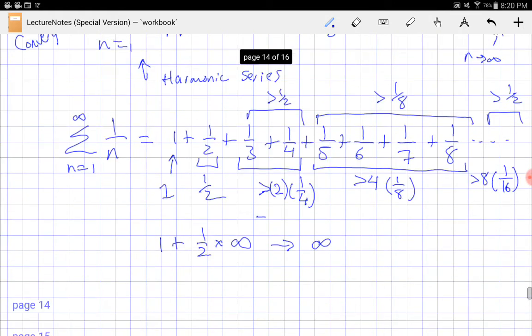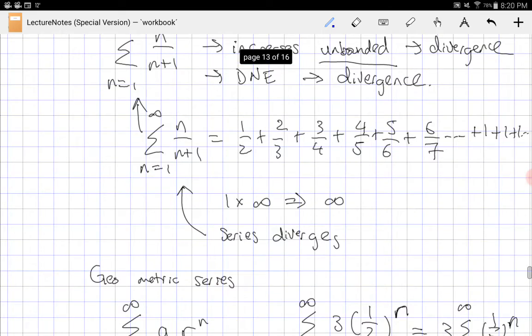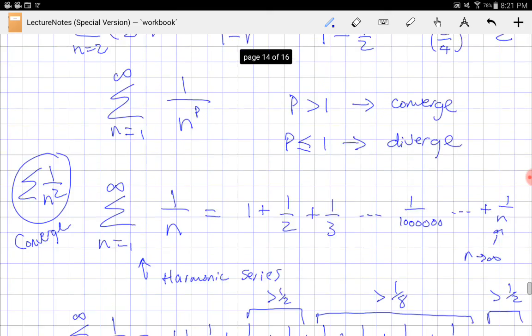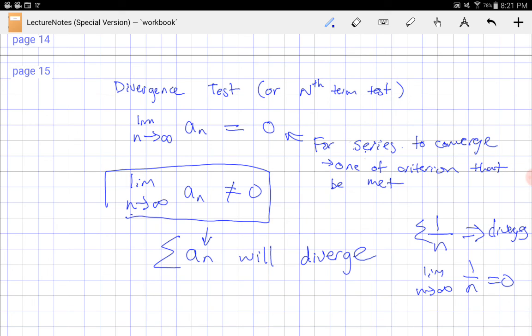And this was kind of alluded to prior when I added the sum of n over n plus 1. So I know that when n goes to infinity, this is equal to 1. And so I'm adding an infinite number of 1s to my series, which means that it will diverge because it's increasing unbounded. And so that is basically the divergence test. Always run this test because it's quick and simple and relatively fast to run.